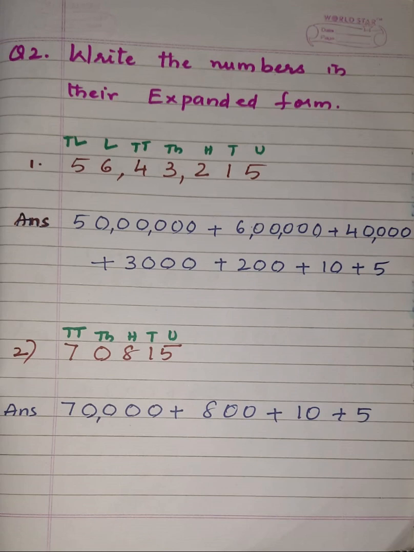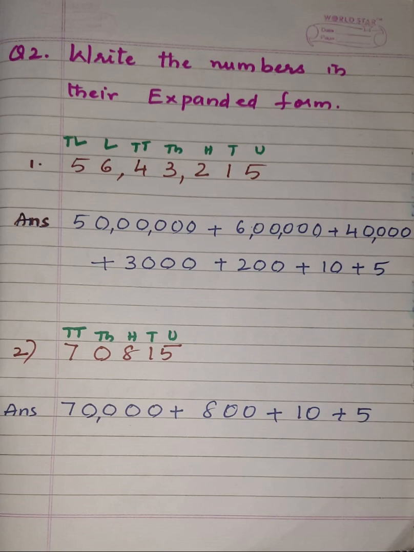Okay, children. Now what you have to do is write the answer as 50 lakhs plus 6 lakhs plus 40,000 plus 3,000 plus 200 plus 10 plus 5. So in this way, you have to expand each digit as per their place values. Followed, children.